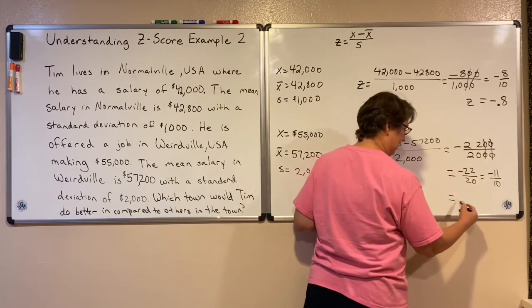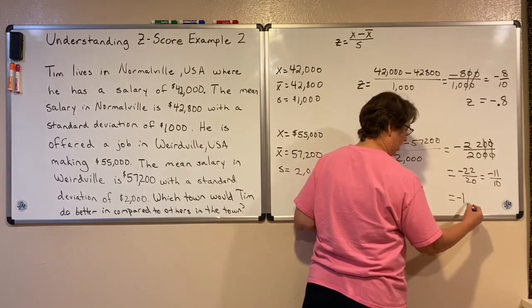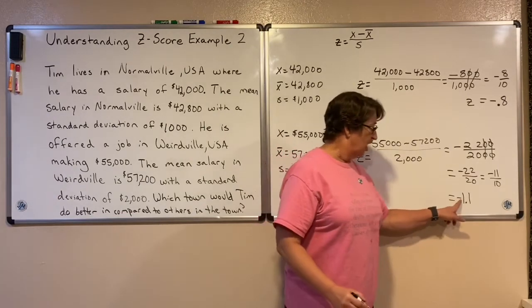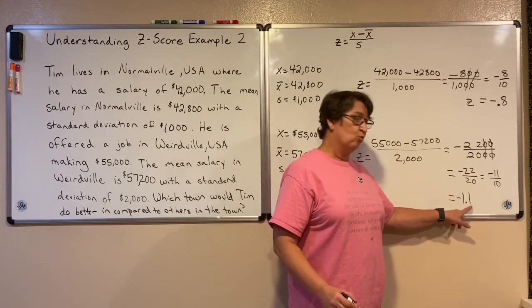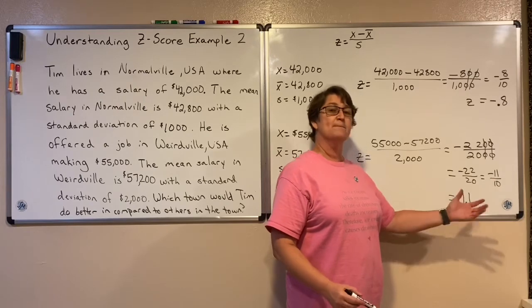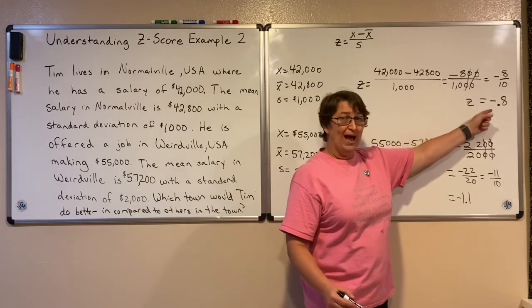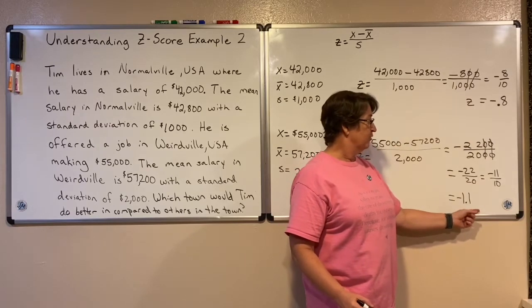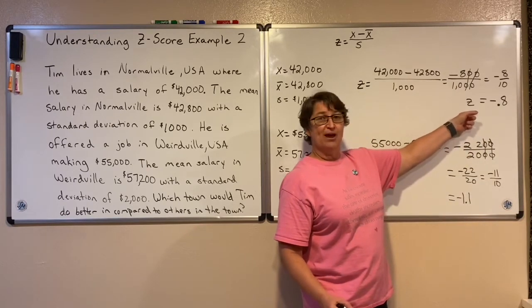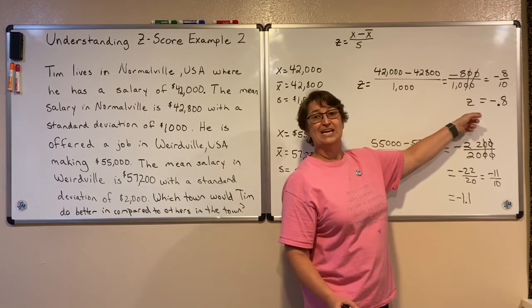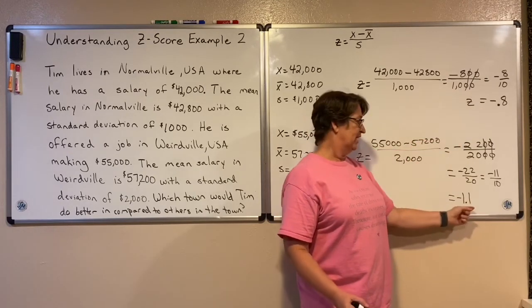So a negative 11/10 is negative 1.1. So he is below average, more than one standard deviation below average. This one is closer to average than that one. So he will fare better. He's better compared to his neighbors in Normalville than he is in Weirdville.